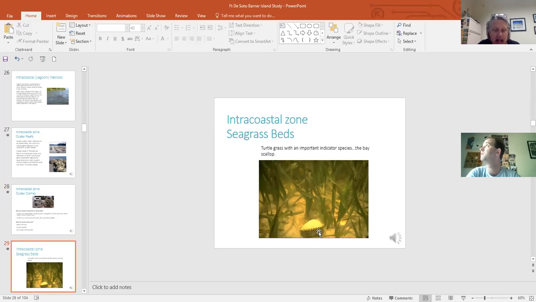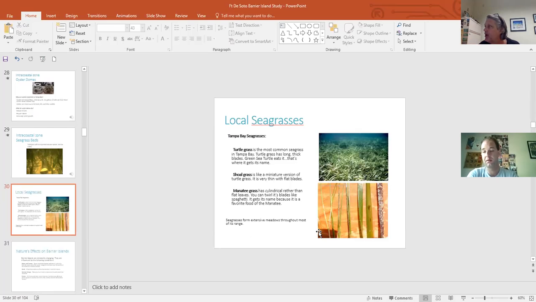We had a thriving scallop industry until about the 70s when we had that pollution problem. Now scallops are coming back because Tampa Bay is a lot cleaner now than it has been in the last 50 years. Our local seagrass beds are the turtle grass, which are thick, the manatee grass, which are long and cylindrical, and shoal grass. If you were to take marine biology, we'd go out and pick all these different grasses, and you'd learn how to identify them, and you'd learn where they grew in the intracoastals, because they also layer, as most things do.